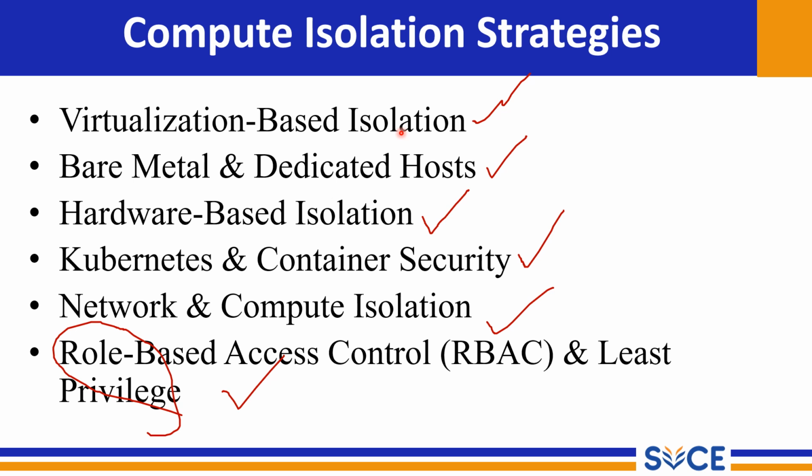The first one, virtualization-based isolation. Here there are two types: hypervisor-based isolation and container isolation. Hypervisor-based isolation uses type 1 and type 2 hypervisors. I think you might have learned the concept of type 1 hypervisor in OS. Here VMware ESXi, Microsoft Hyper-V and KVM are used to create virtual machines. Each virtual machine, that is VM, runs independently with its own OS and resources, which prevents one tenant from affecting another.